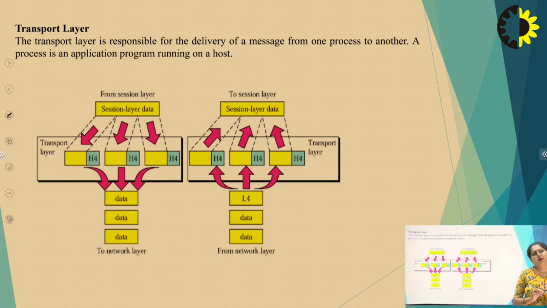Then comes the transport layer. So what is the function of the transport layer? It is responsible for delivering the message from one process to another. A process is an application program running on the host. So the transport layer is much closer to the application layer, and the interaction between the application layer and the transport layer is more.